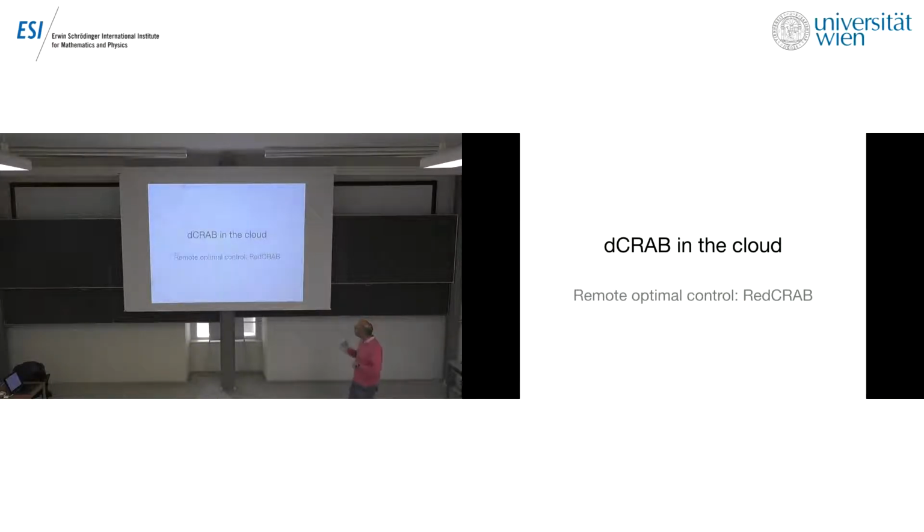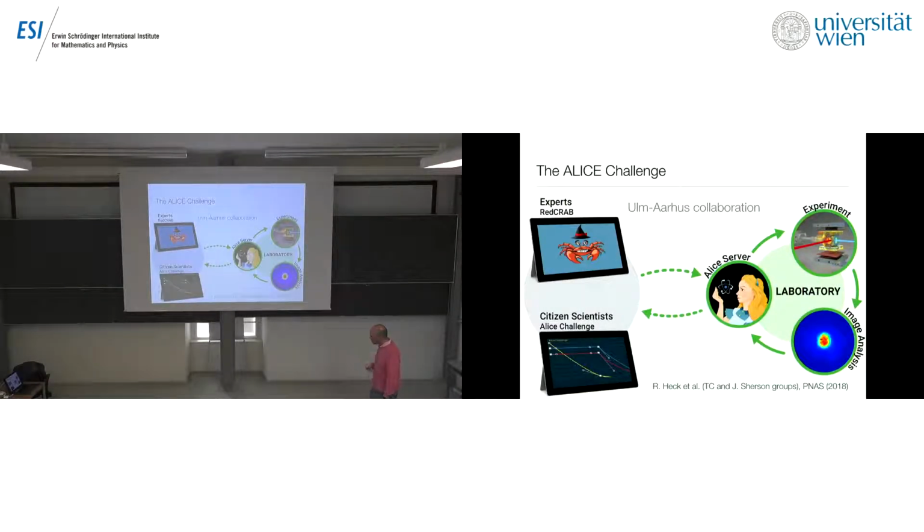So what we want to do is to be able, as I mentioned before, to operate this over an internet connection, between Jülich and Vienna. It was between Jülich and Harvard for the thing that I will show afterwards. The first example of this remote dCRAB, which we call red CRAB, is essentially an experiment that was done in the context of what is called citizen science. This is also interesting in itself.